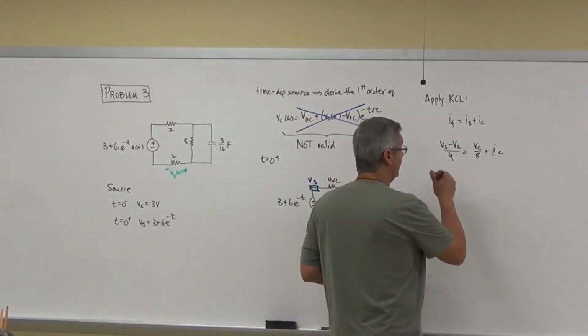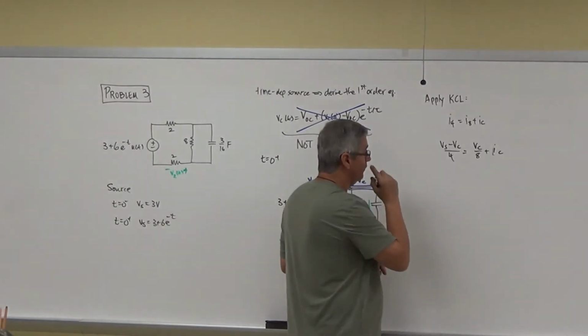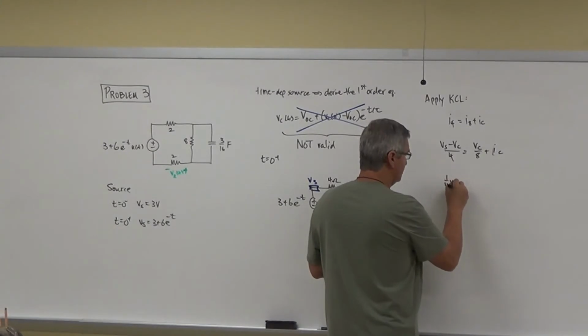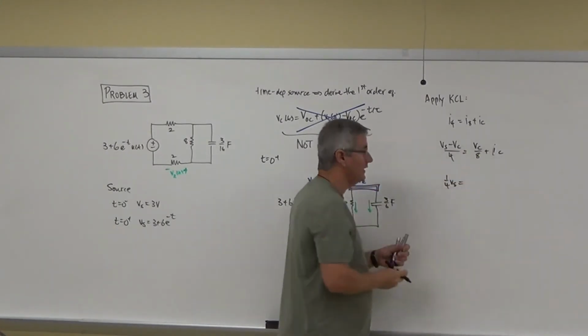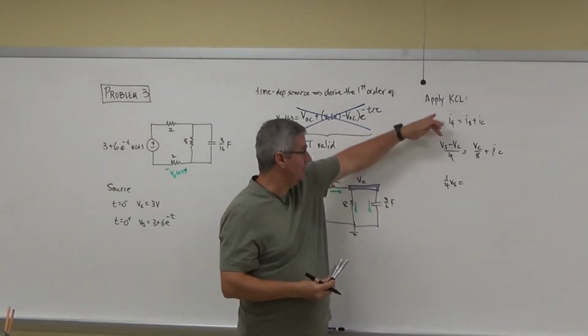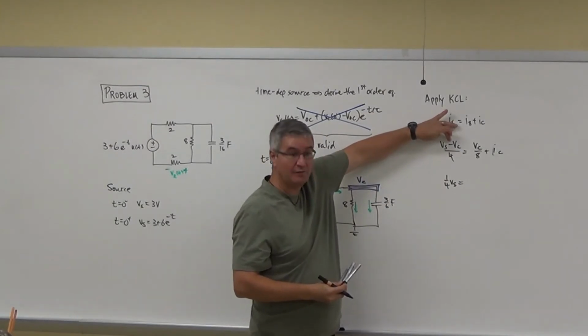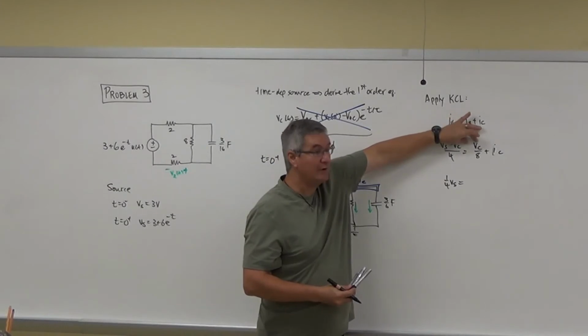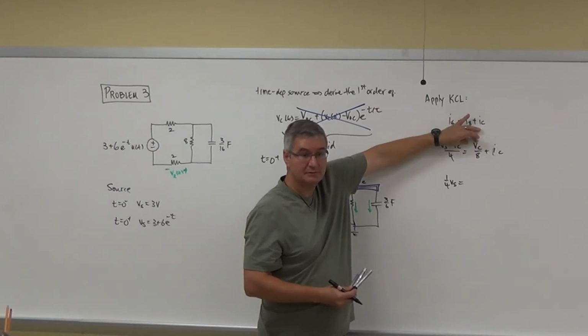So if I look at this guy, what am I going to do? I'm going to write this as a quarter V source equals this guy. Now let's add Vc here. If I bring this Vc over, I've got Vc over 4, and then I have a fourth plus an eighth. That should give me 8/3.